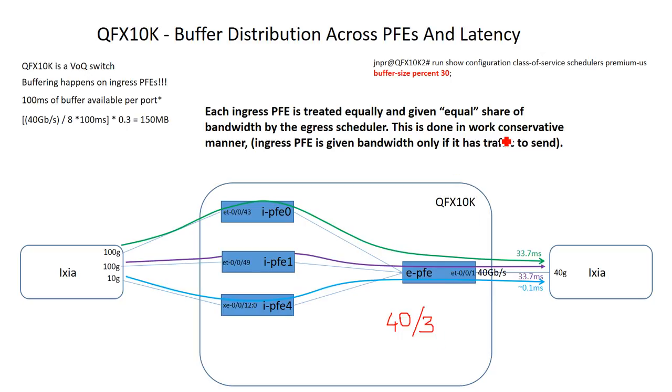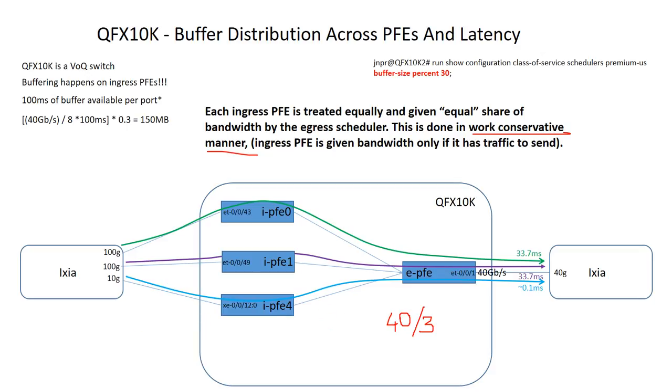But because of the work-conserving manner in which they offload traffic, this one will get 10 gig, because 10 gig is less than 13.3. Its leftover bandwidth will be allocated to and shared by the upper two. The leftover from this one will be shared because they're out of profile, and this one is actually using less than it's entitled to.